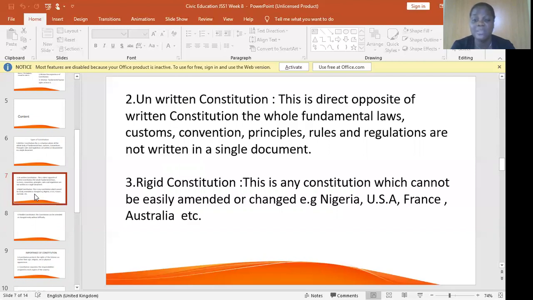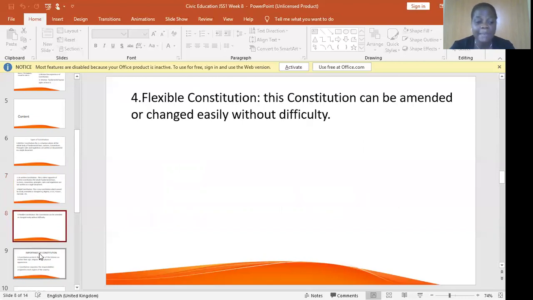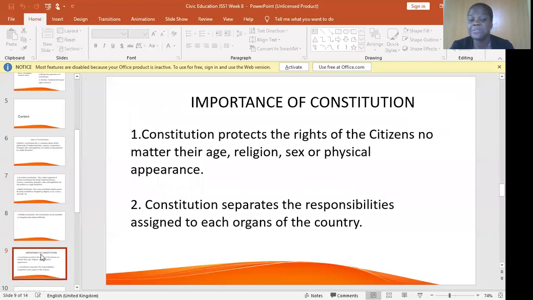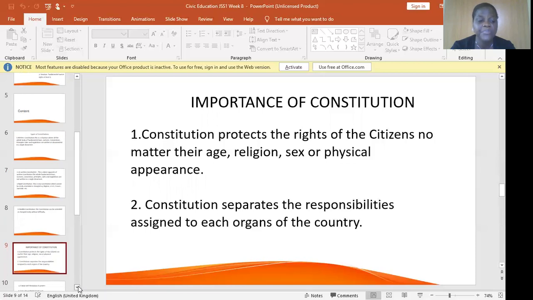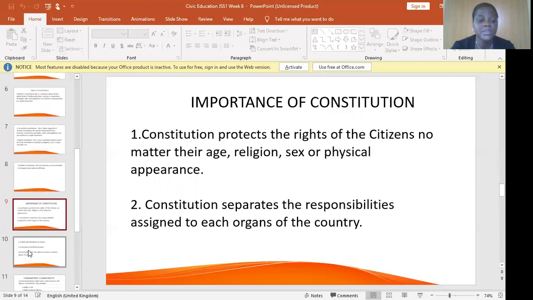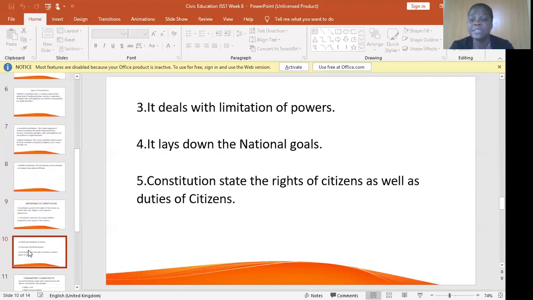A rigid constitution is not amendable. A flexible constitution is highly amendable. And the importance of the constitution is that it protects the rights of the people, it separates the responsibility assigned to different arms of the country. Not only that, it deals with limitation of powers, it lays down the national goals, and the constitution states the rights of citizens as well as the duties of the citizen.